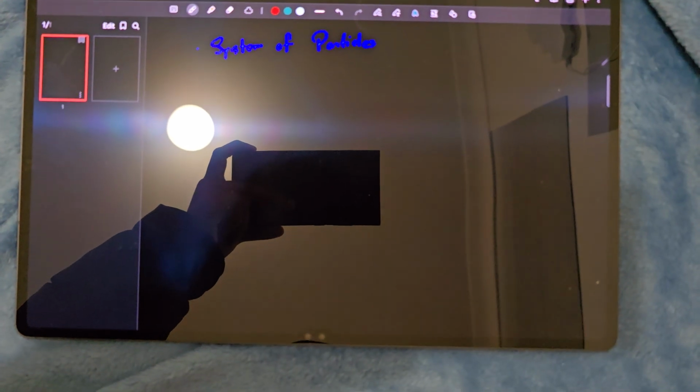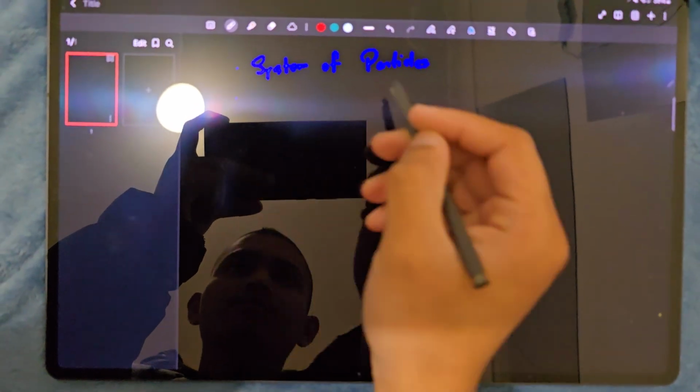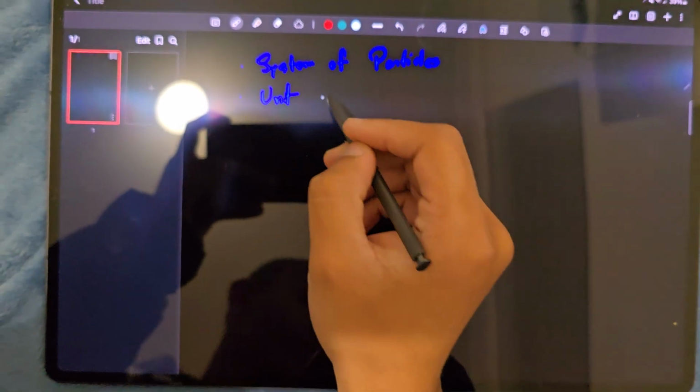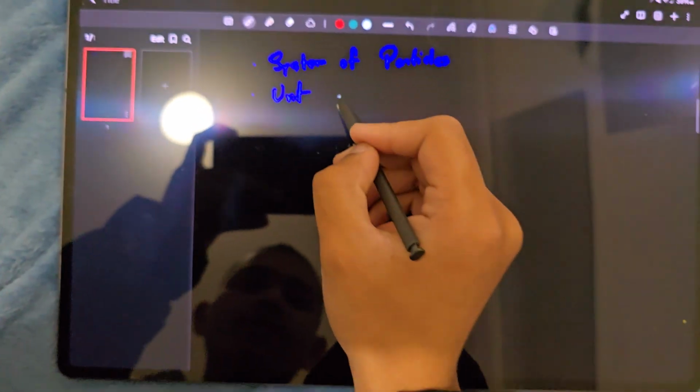Then units and measurements. It's just a very basic topic. You don't need to be very big, right?